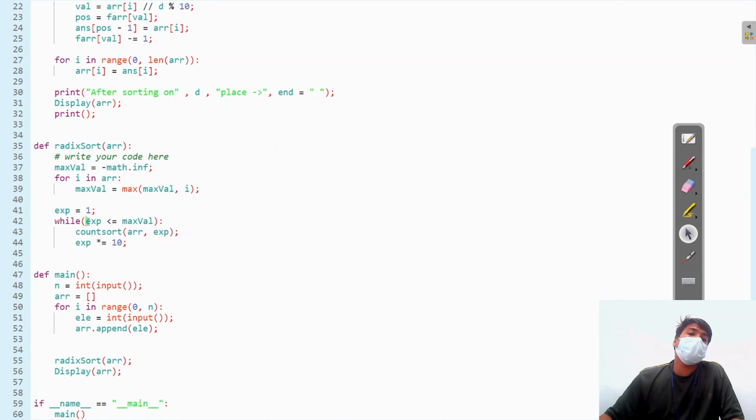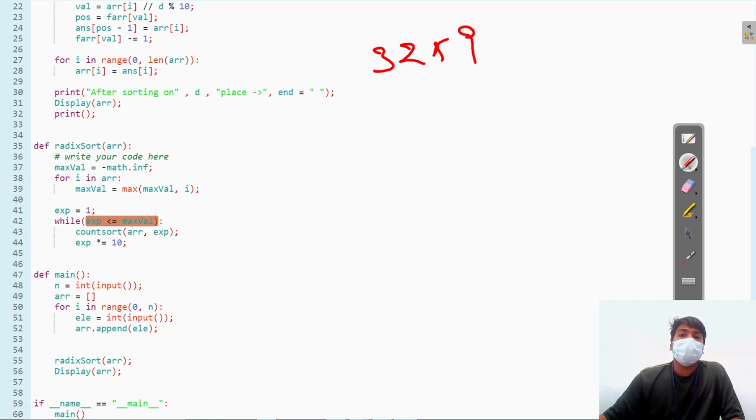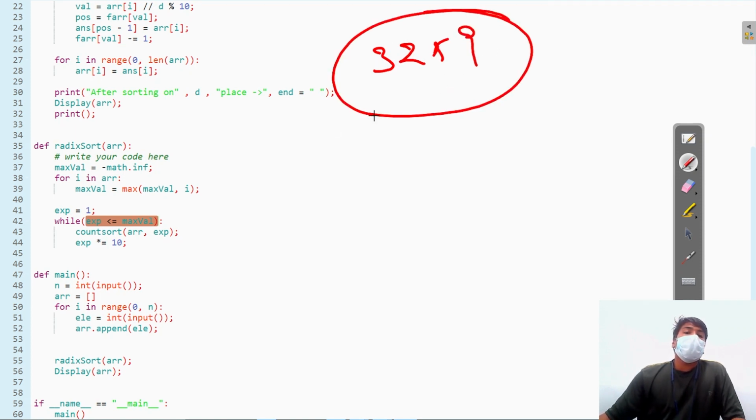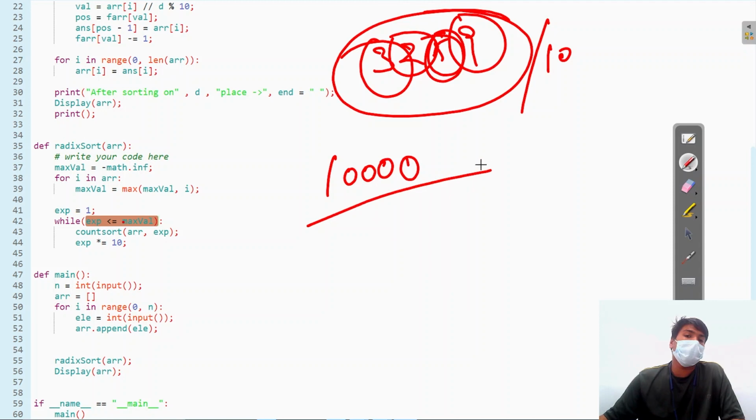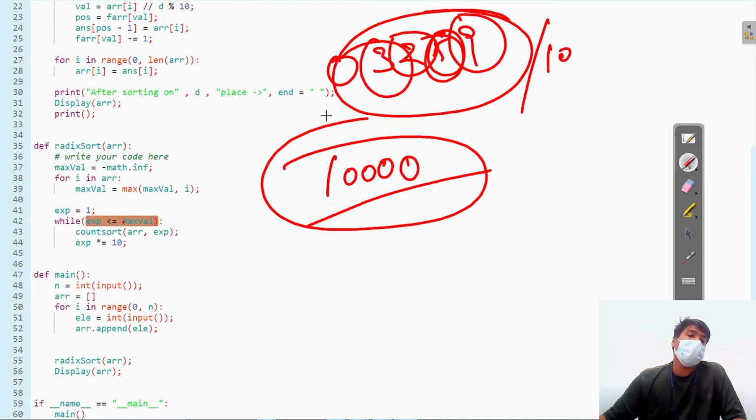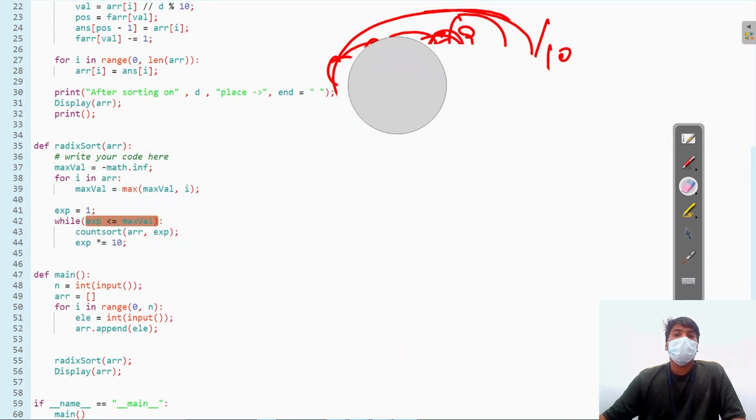This is the easy condition that we can understand, that suppose the highest element is 3259. So we will do this until this will be completely divided. I'll do first for ones place, then tens place, then 100 place, and then 1000 place. And when it will be dividing by 10,000, at that point I'll not do that, because I'll get 0 as the answer. So only till exponent is less than or equal to Maxwell, I'm going to run this count sort loop. So that's all for this question.